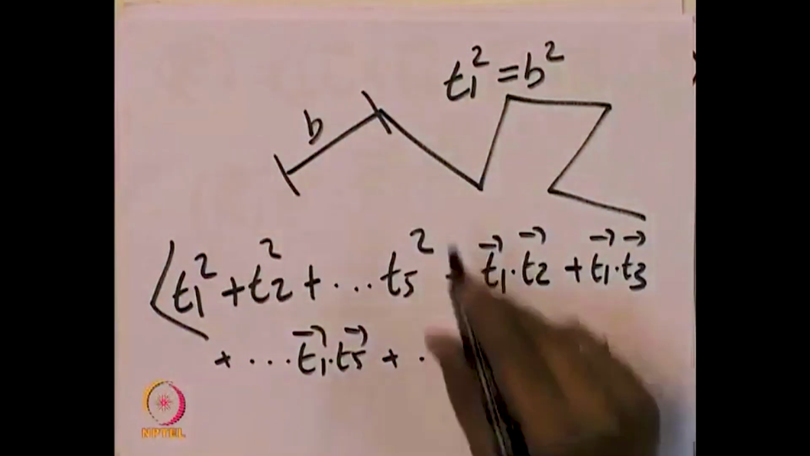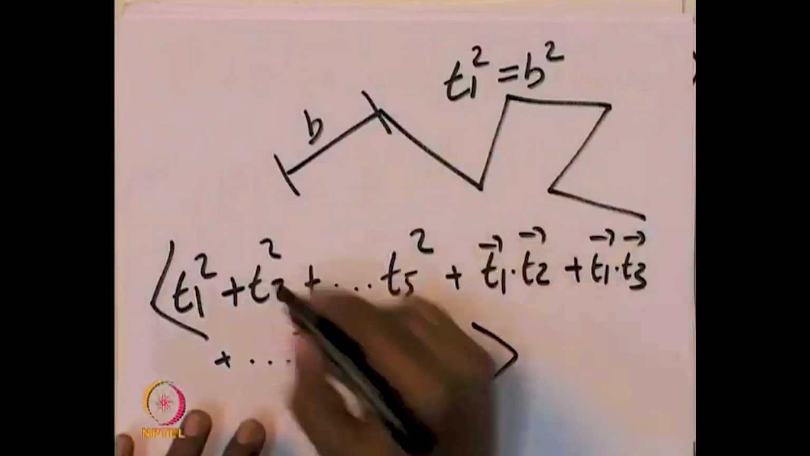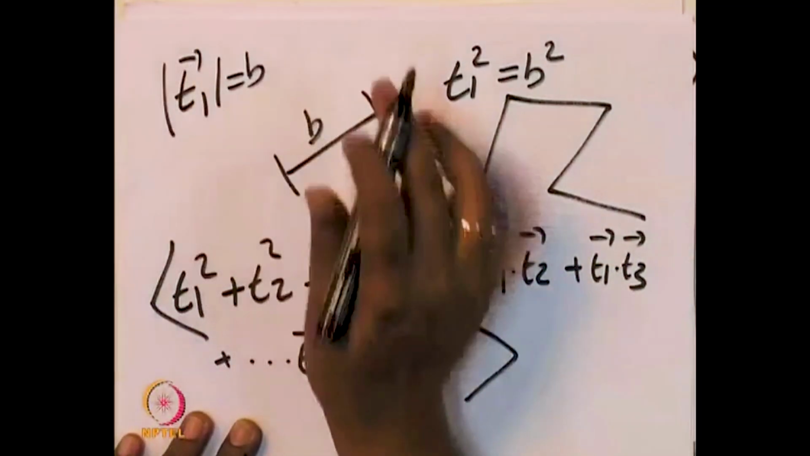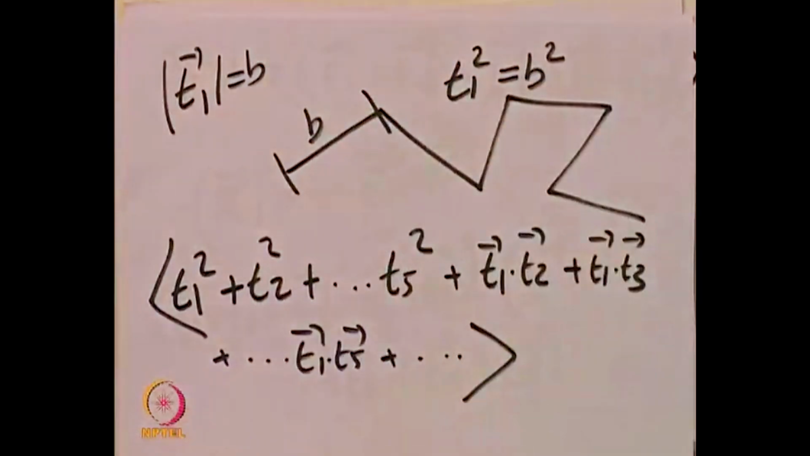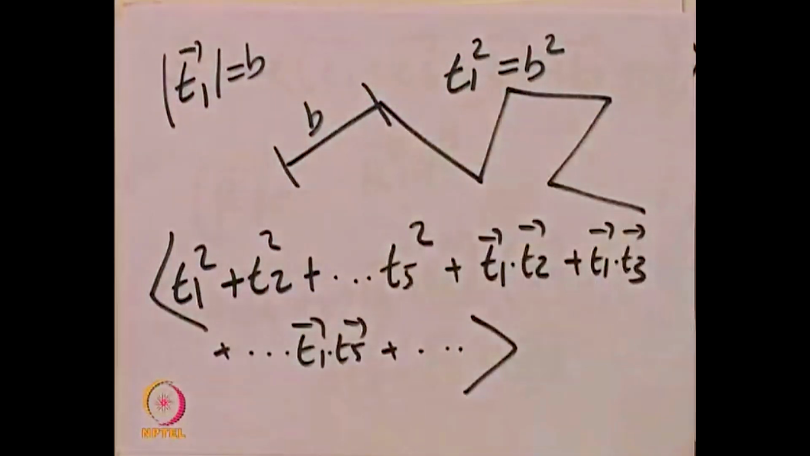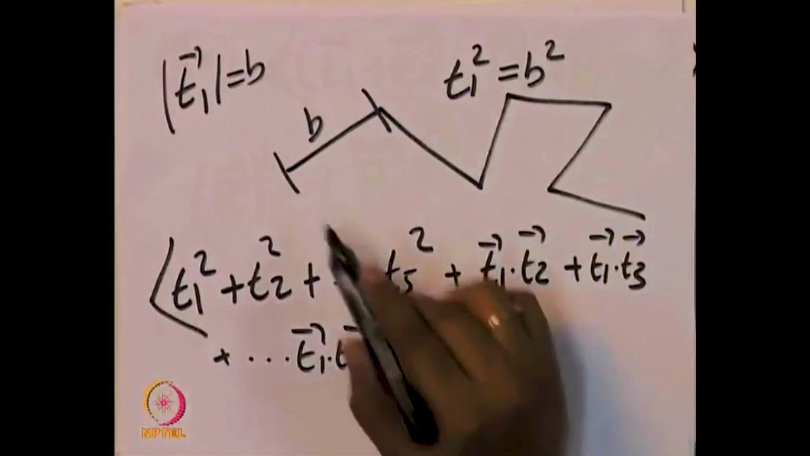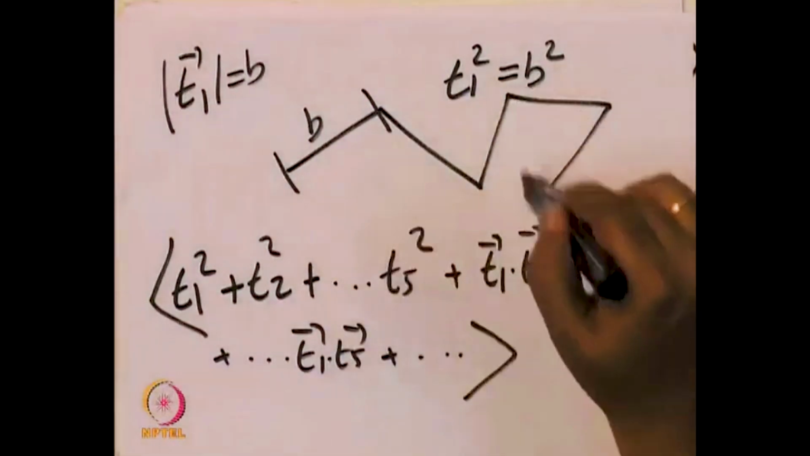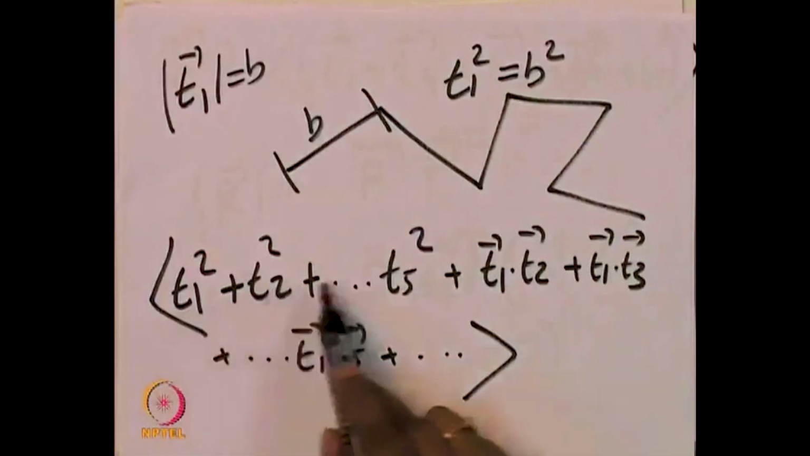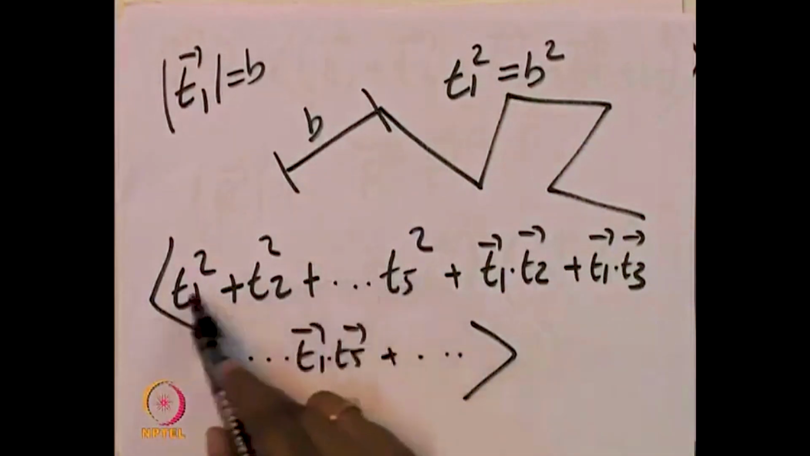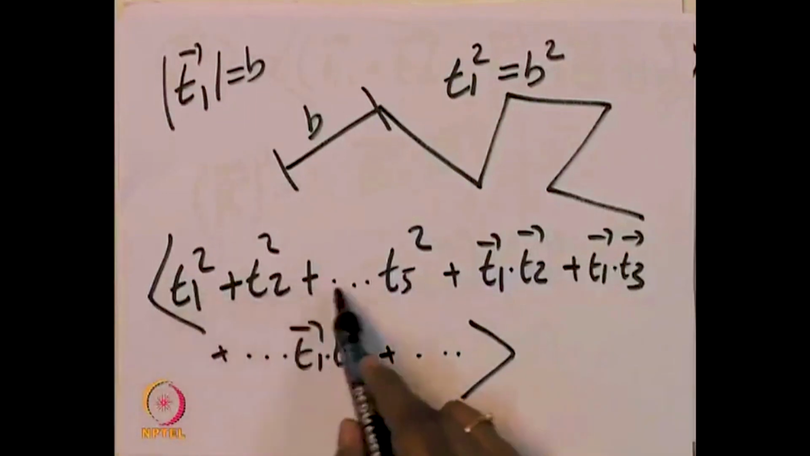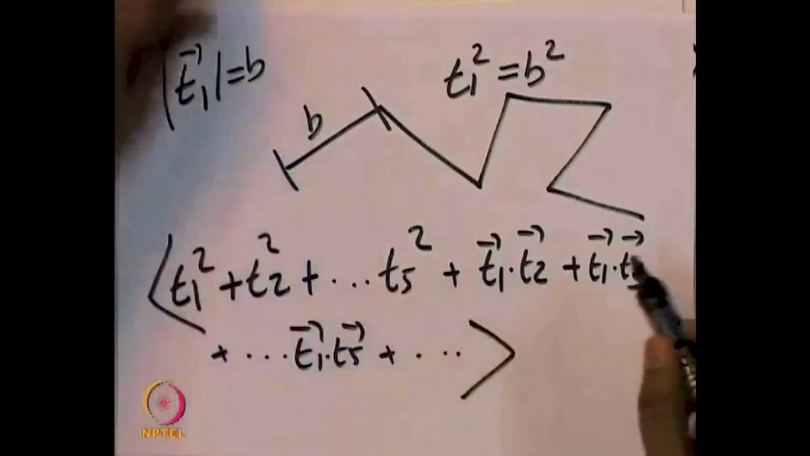So, if we define T1 square as B square, or in other words, if we define mod T1 as B, that is, the length of each monomer is B, and T1 square is B square. If we imagine the length of each monomer has the same size and all of them are B, then this is B square plus B square plus B square plus B square. So, you will get 5 B square from this. There is 1, 2, 3, 4, 5.